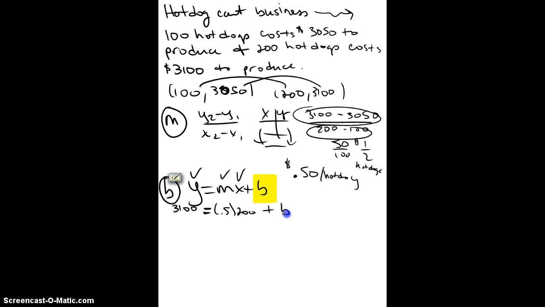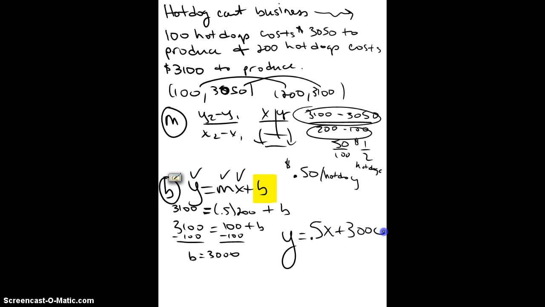Plus b. And again, if you feel like using a half, that's not a big deal. 3,100 equals half of 200, which is 100, plus b. Subtract 100. So b equals 3,000. All right, that's my startup amount. The last step is to write your equation: y equals your slope, 0.5x, and then your b, plus 3,000. All right, so there's my final equation.